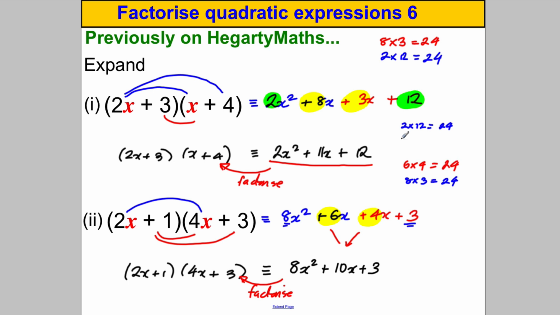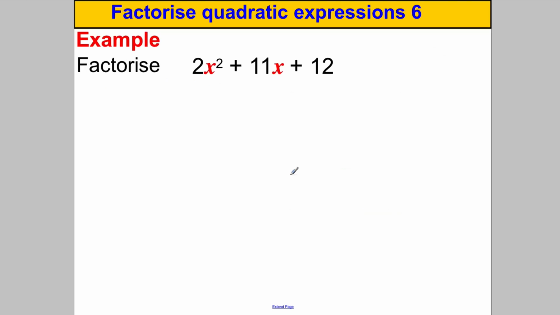So we're going to look for two numbers that multiply to 24 but add up to this 11 here. And I can think of those two numbers straight away. I know that they're 3 and 8. And that's going to be the key to unlocking this factorization. So let me just do one for you to start. Let me do that very example so you're confident.